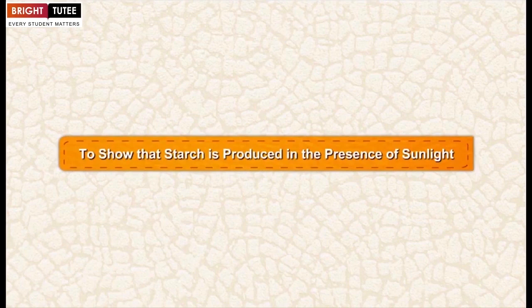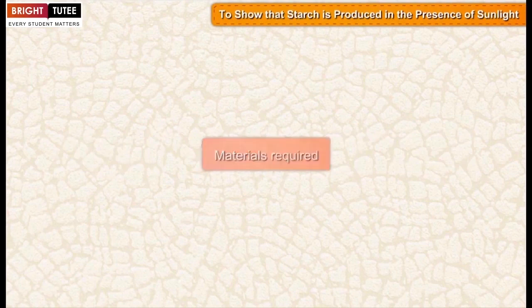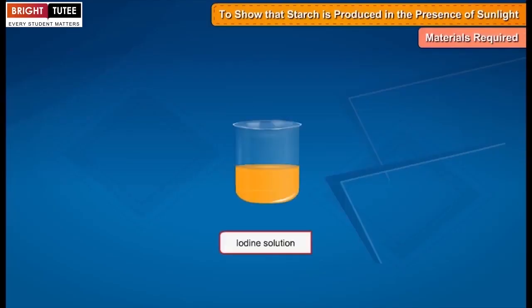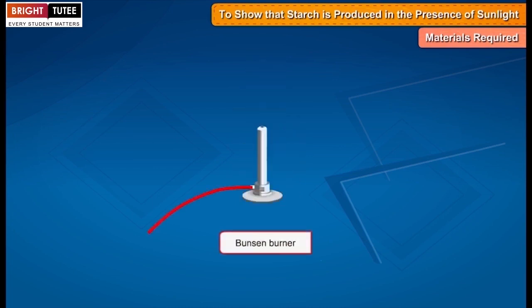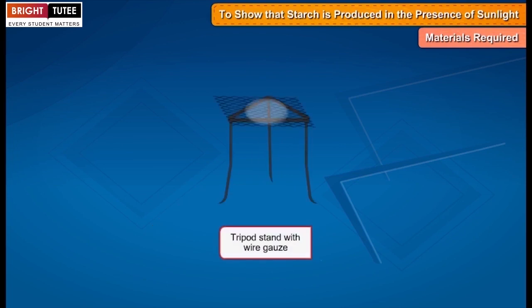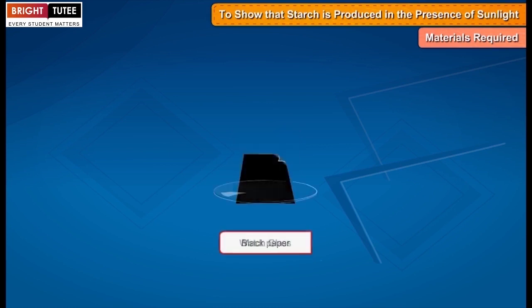To show that starch is produced in the presence of sunlight. Materials required: iodine solution, beaker, potted plant, test tube, Bunsen burner, tripod stand with wire gauze, alcohol, water, black paper, watch glass.